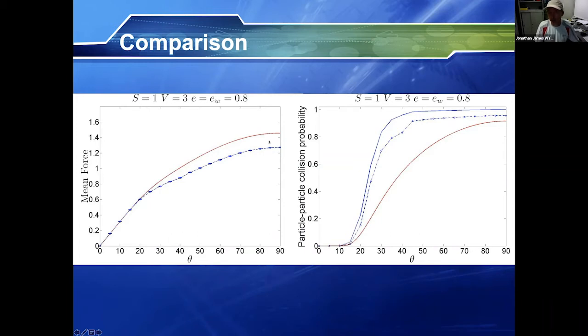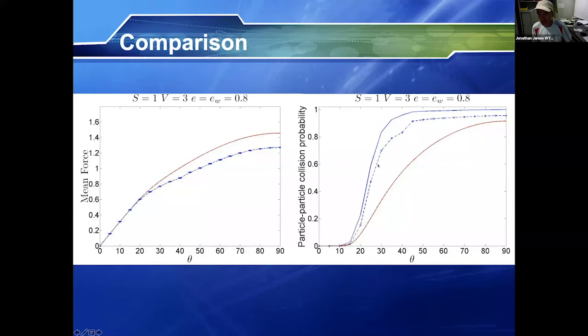Still gives a pretty good agreement. And what we're plotting in this secondary pane is the probability of a particle-particle collision occurring. The red one is the theoretical probability of a particle-particle collision happening. The blue one is actually the measured probability of a particle-particle collision occurring.